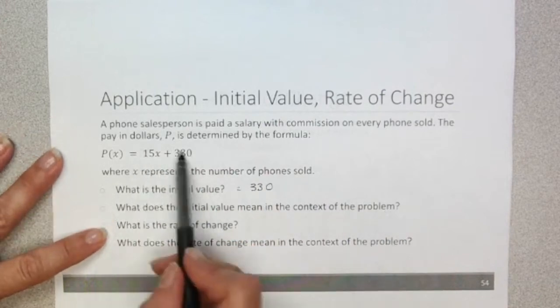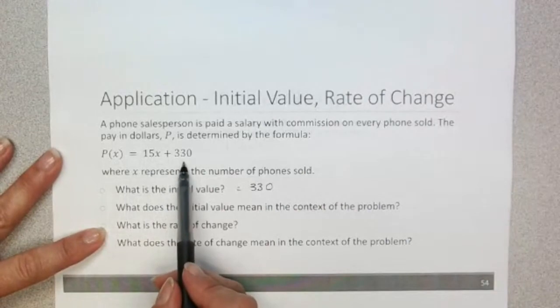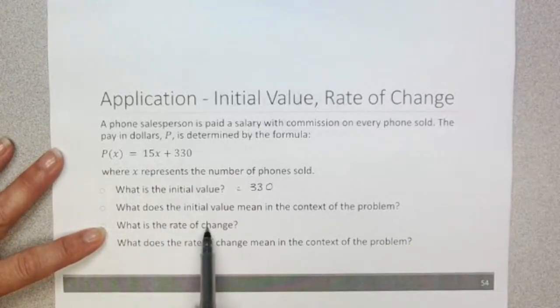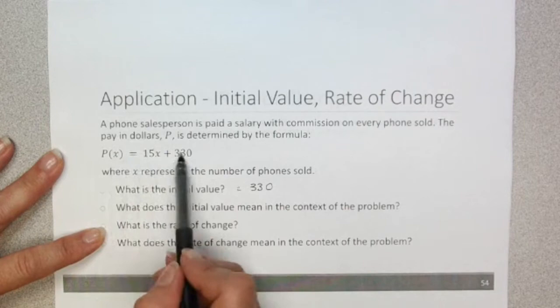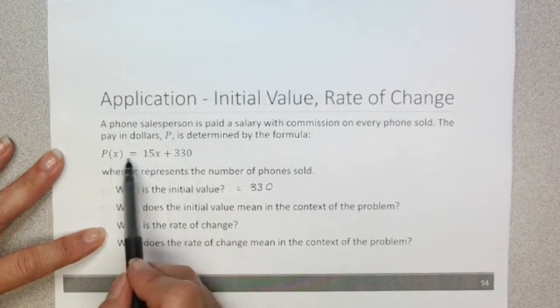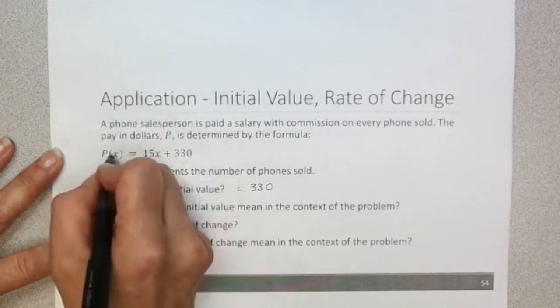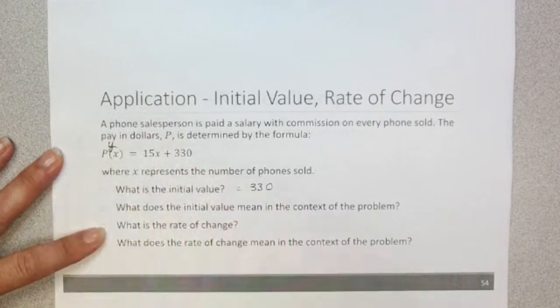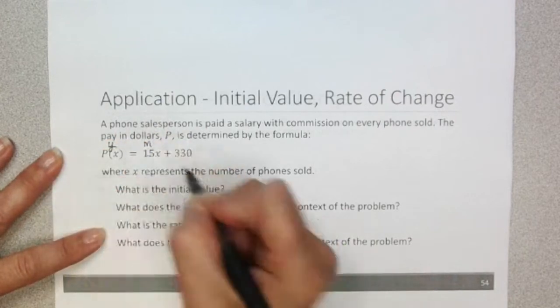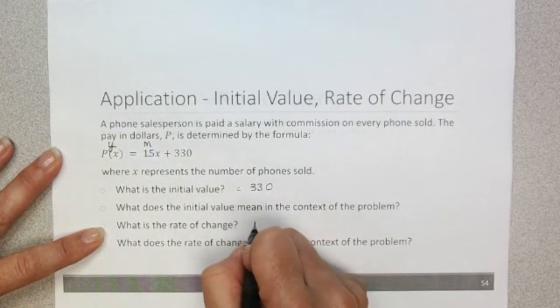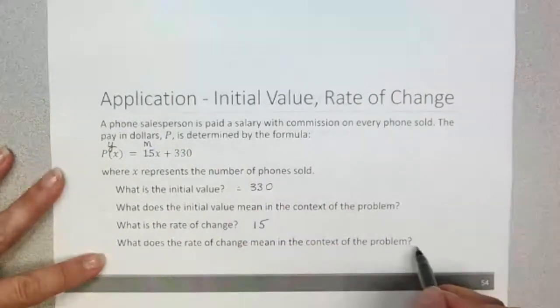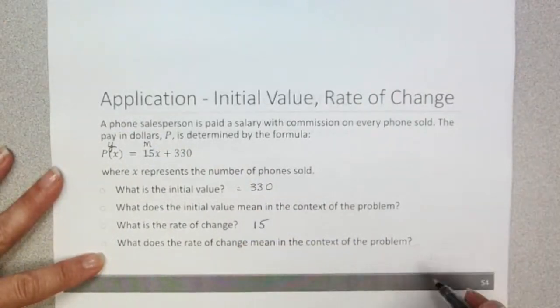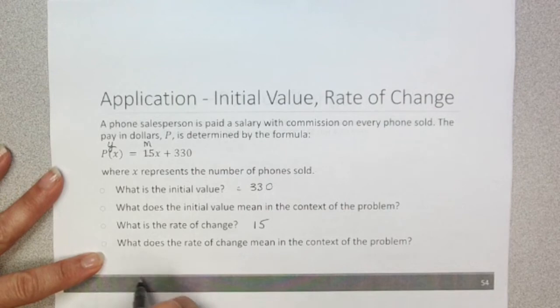What is the rate of change in this function? Well, the rate of change is the slope. Is this in slope-intercept form? Oh yeah, it's function notation, P, but P is like our y. mx plus b, m is our 15. So what is the rate of change? 15. Well, what does that mean in context of the problem? That means an additional $15 is earned every time an additional phone is sold, right? So let's see.